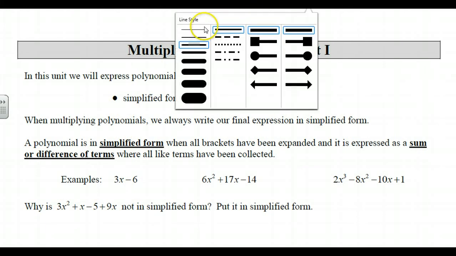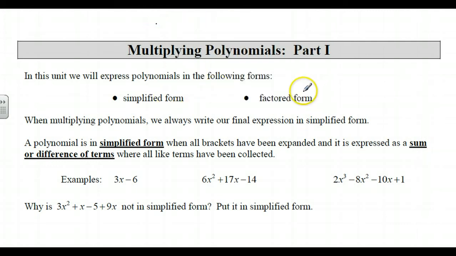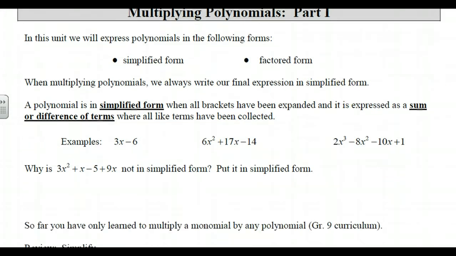So I'm just going to get my pen out here. So simplified form and factored form. When we multiply polynomials, which is what we're doing today, we always write our final expression in simplified form. So what's that mean? A polynomial is in simplified form when all brackets have been expanded and it is expressed as a sum or difference of terms where all the like terms have been collected.